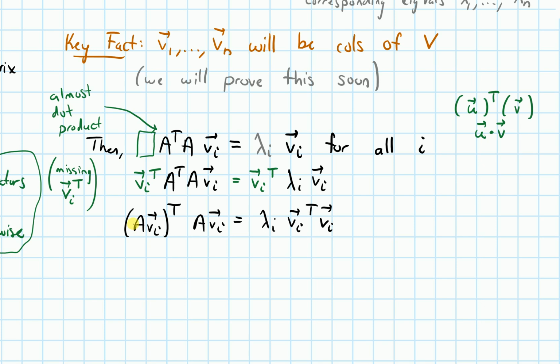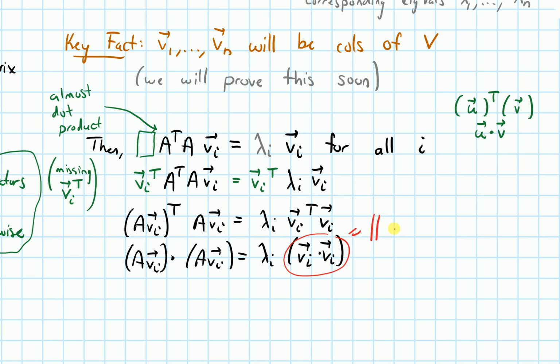Now we can rewrite these things as dot products. So we have A V_i dotted with itself, A V_i dotted with A V_i. And over here on the right, we have lambda_i times V_i dotted with itself. When you have a vector dotted with itself like this, that's the length of that vector squared. So it's the length of V_i squared. But the length of V_i squared is actually 1, since we took the V_i's to be orthonormal.